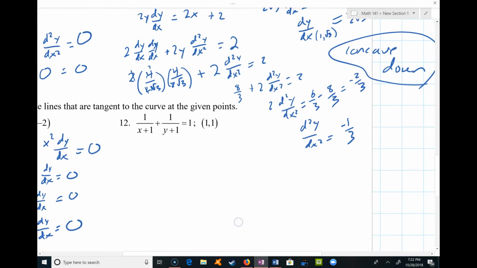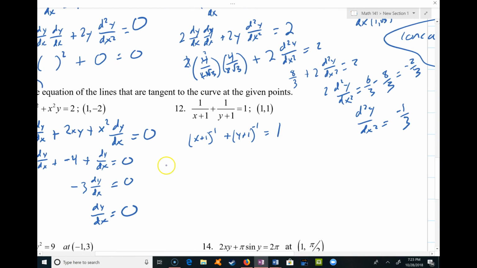Okay, let's do this one. That one looks crazy tricky. So take the derivative of both sides. To take the derivative of this first fraction, I think I'd rewrite this as (x plus 1) to the negative 1 plus (y plus 1) to the negative 1 equals 1. And then take the derivative of both sides. So the derivative of this would be negative 1 times (x plus 1) to the negative 2 times 1, plus negative 1 times (y plus 1) to the negative 2 times dy/dx, and that's equal to 0.